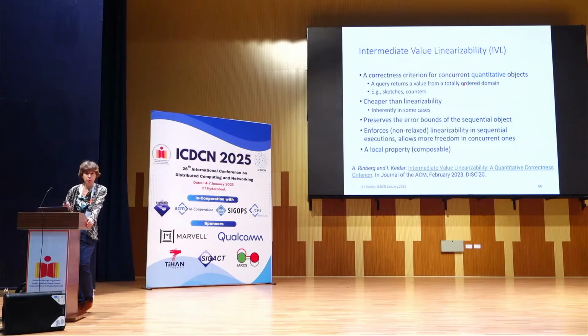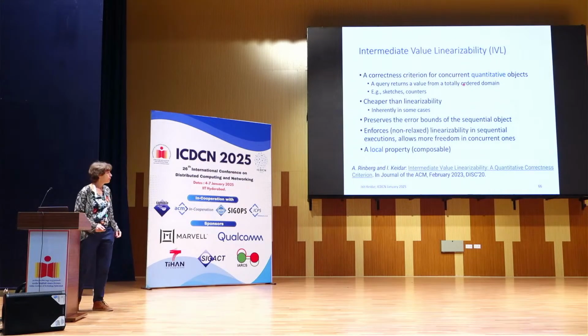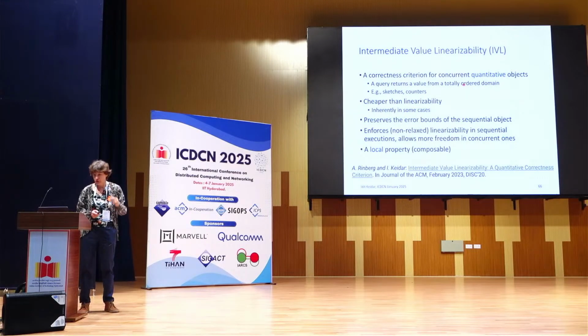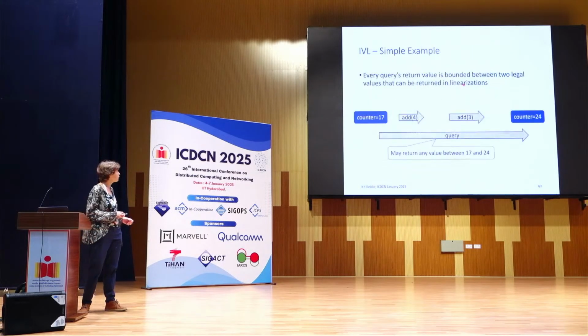And actually in the paper we give an example where it's inherently cheaper. We show a lower bound for linearizability, and we show a more efficient solution for snapshots. So it's cheaper than linearizability, and the important thing is that it preserves the error bounds. And it's also a local property. It's composable and has other nice properties.